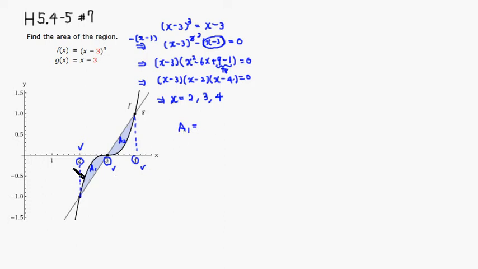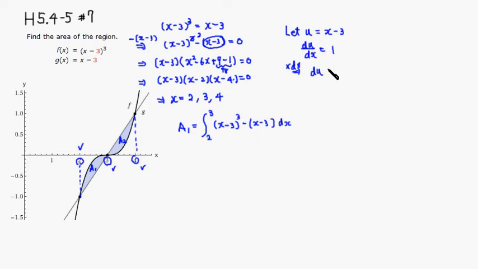A1 starts at 2 and ends at 3, so it's the integral from 2 to 3. The top curve is this cubic function, so you have quantity x minus 3 cubed minus the straight line x minus 3. We need to evaluate that. I think substitution works quite well. Since I see a lot of x minus 3, I'm going to let u be x minus 3. If you take the derivative of u with respect to x, you get 1. Multiply both sides by dx, and we see that du is the same thing as dx.